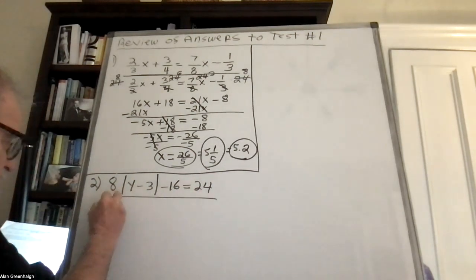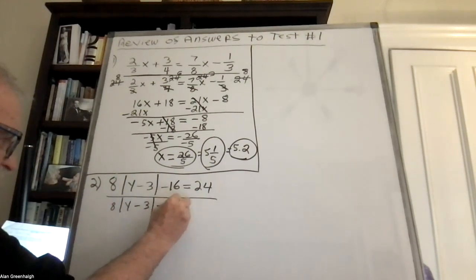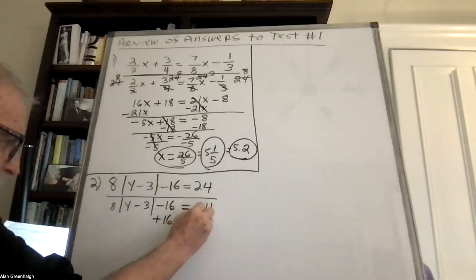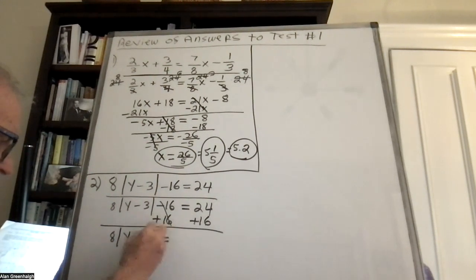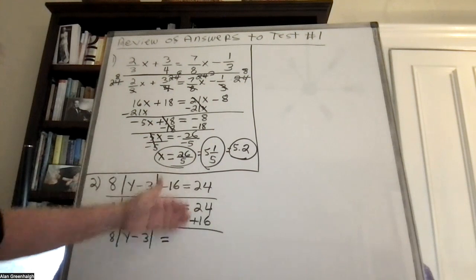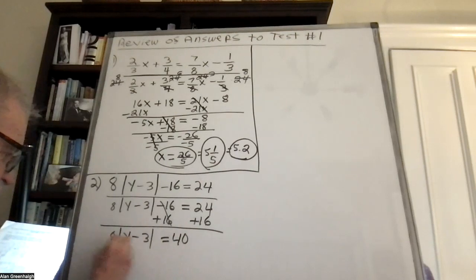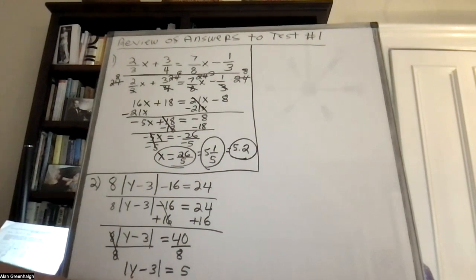I'm going to rewrite this again. I try to do this as much as I can remember to do it, but the first step should have been this. And there were a number of students, not a lot, of course, who added incorrectly. And this comes out to 40. Then you should divide by 8. In other words, isolate the absolute value. This is the critical step right here.